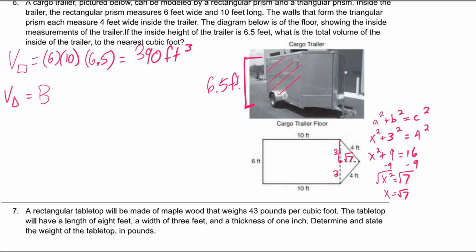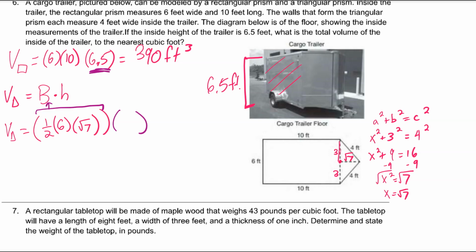So remember, the prism formula is the area of the base times the height of the prism. And the area of the base here is going to be 1/2 times the base of the triangle, which is 6, times the height of the triangle, which we just found to be radical 7. All of this right here represents that big B, the area of the base. The height that I'm going to multiply by is the same height of the prism that I used for the rectangular prism because they're the same height, they're connected.